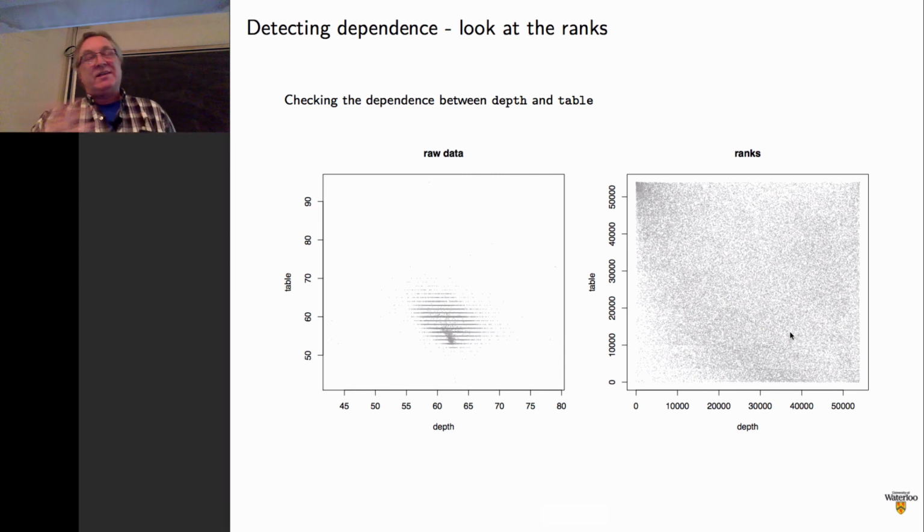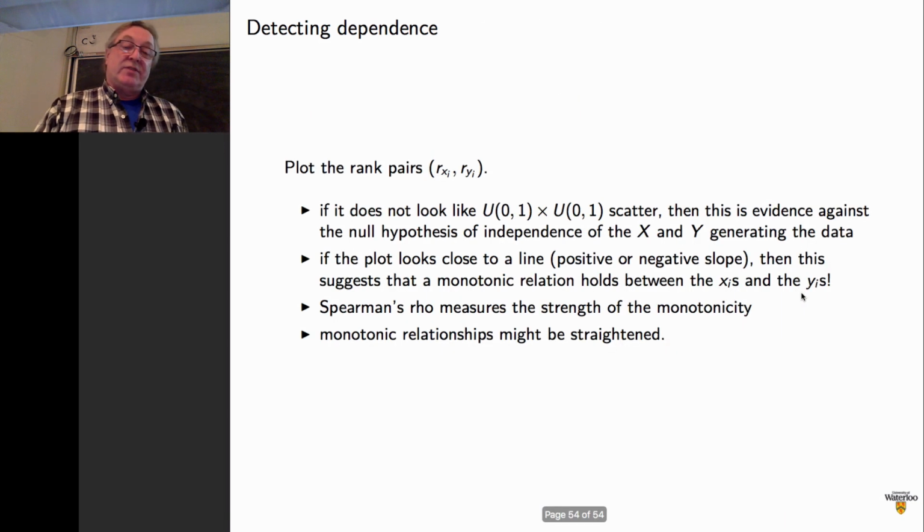So moving to ranks gets rid of the marginal, and if I want to see whether there's a dependence between a couple of variables, I'm going to do that transformation to the ranks.